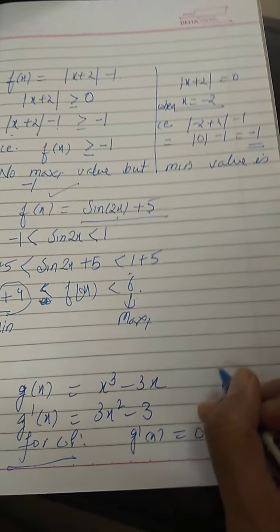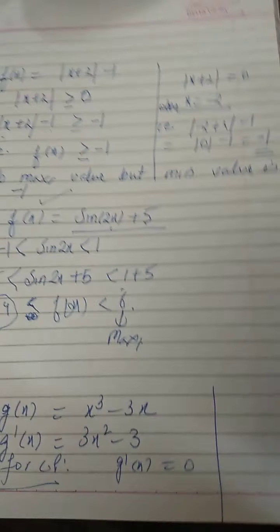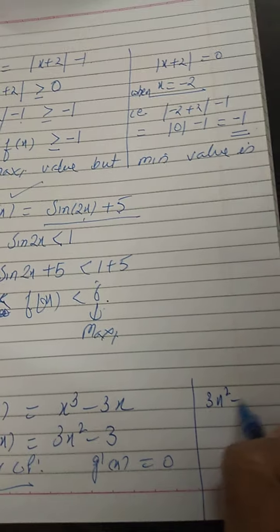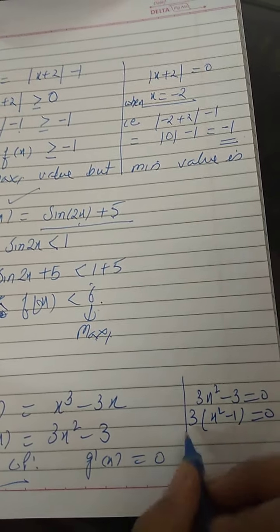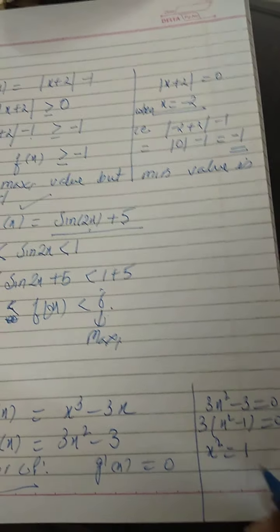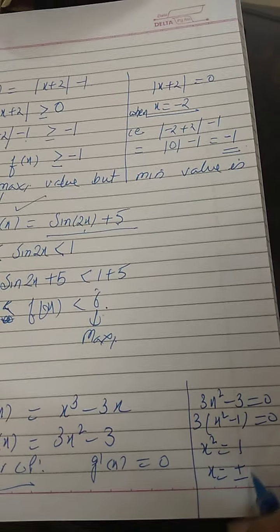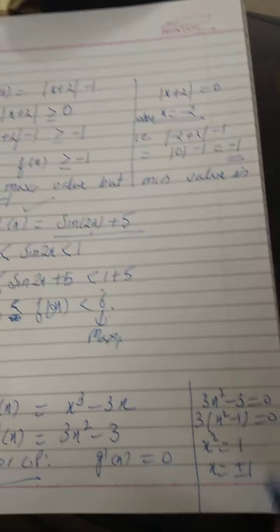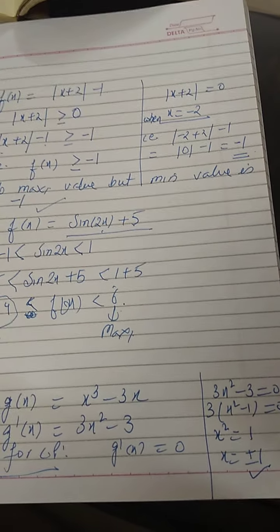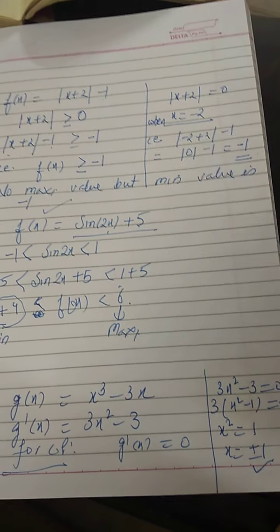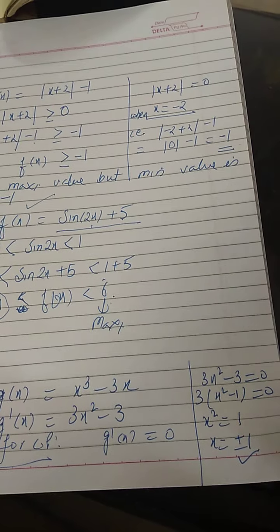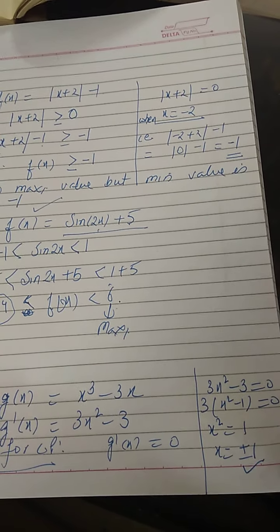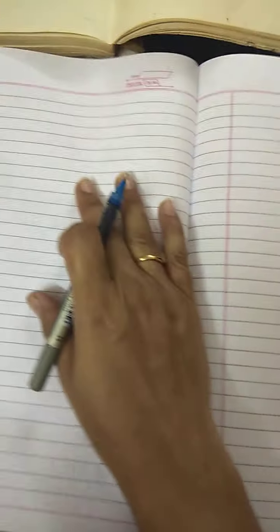That means what we will get here, 3x square minus 3 is 0. So 3 is there, x square minus 1 is 0. 3 can't be 0, that means x square is equal to 1. So the values of x we are getting are plus minus 1. That means we are getting 2 critical points, plus 1 and minus 1. No interval is given. So what will we do? We will take these two numbers on the number line, plus 1 and minus 1, and we will check the sign of the derivative.